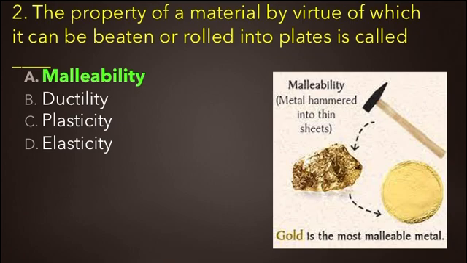It is metal hammered into thin sheets, and ductility represents the property of a material to be turned into thin ducts or wires. Plasticity is the property of a material which allows it to be molded into any required shape, and elasticity is another property which allows the material to regain its original position after removing the load.